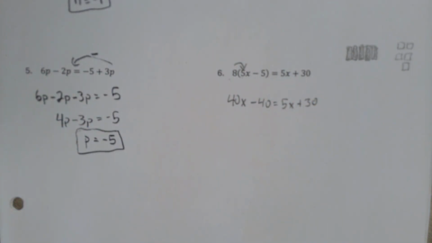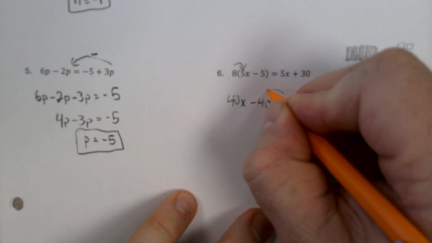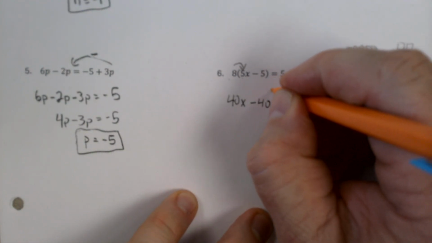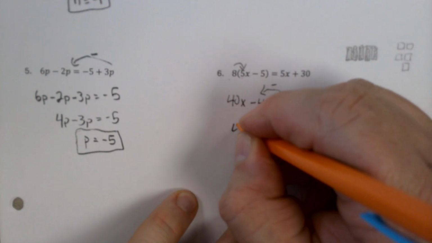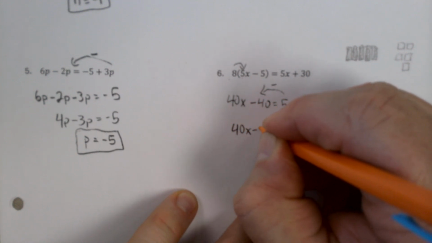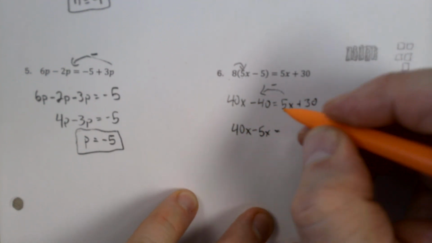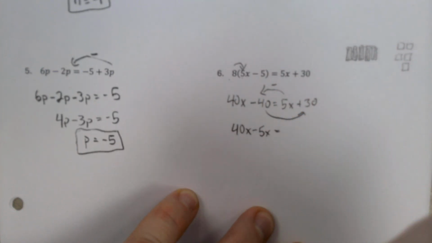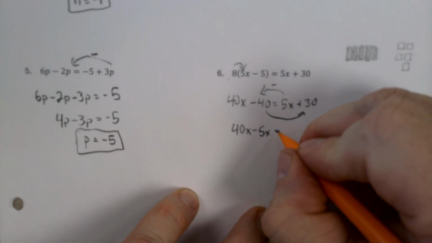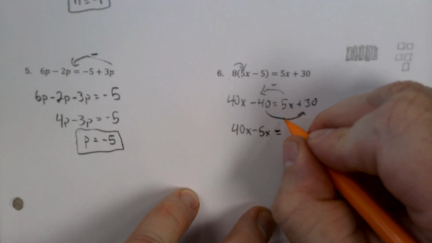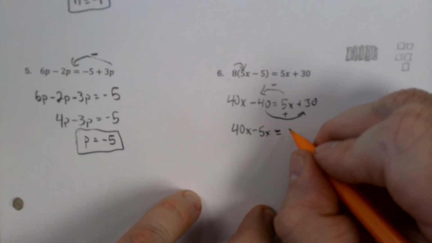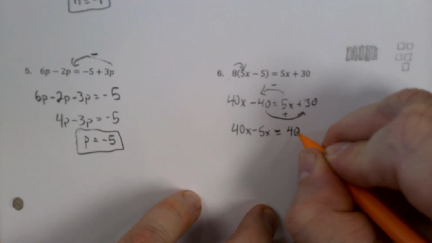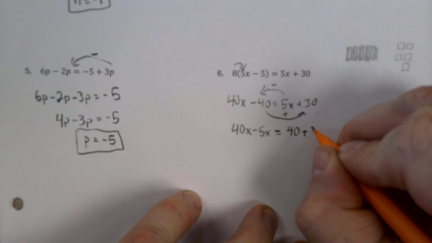And now we're ready to go ahead and start solving. I'm going to move this 5x to this side and make it negative. So I get 40x minus 5x equals, and then I'm going to go ahead and move this negative 40 over to this side. And so that will change it to a positive 40 plus 30.